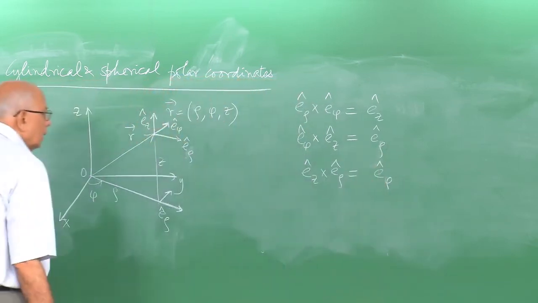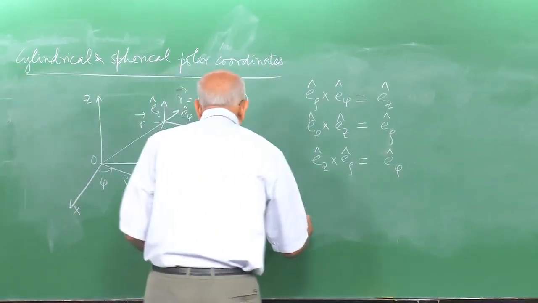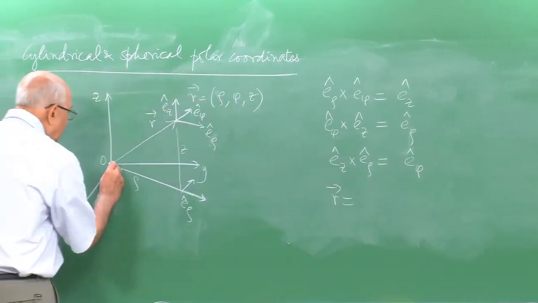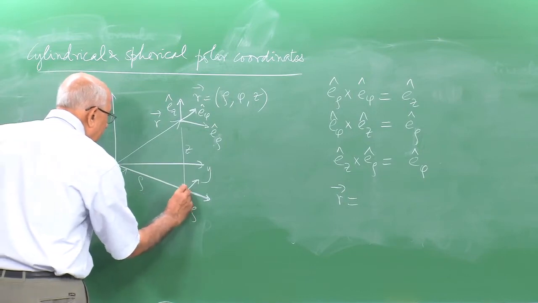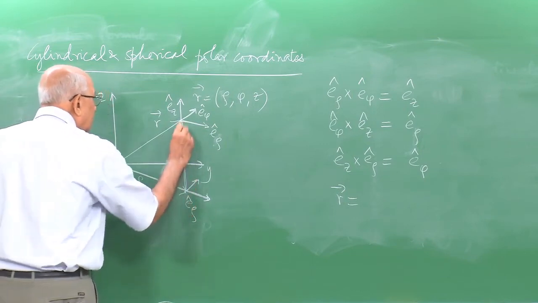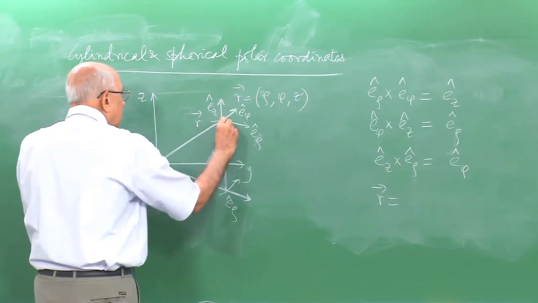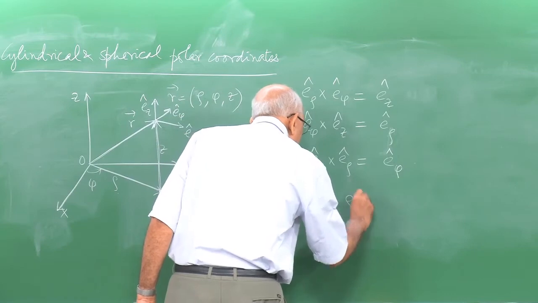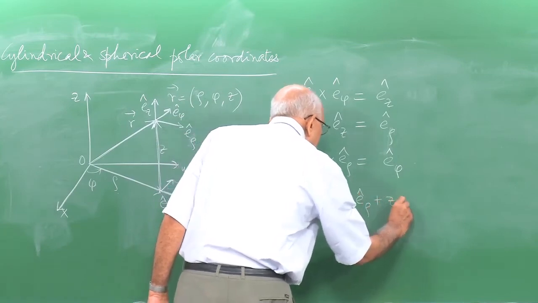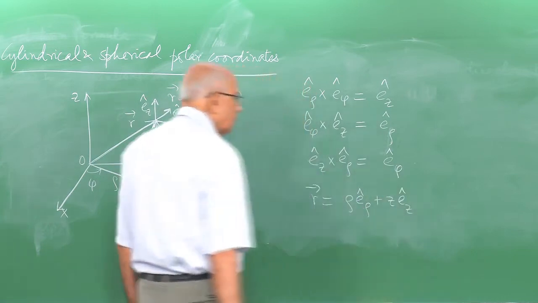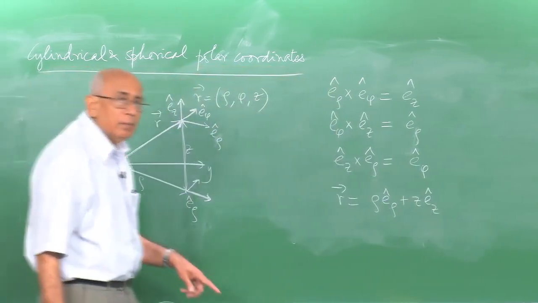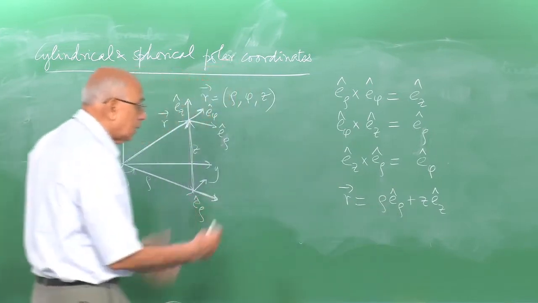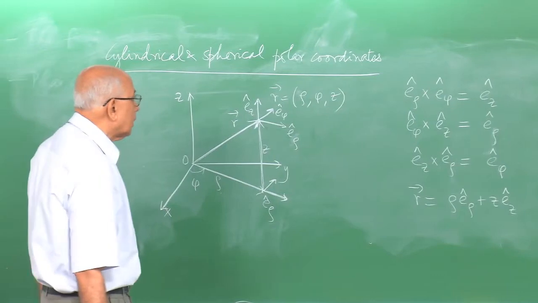Okay. And what's the position vector of any point? R is equal to the sum of these two vectors. This vector plus this vector is equal to this vector here, the r vector, and therefore this is equal to rho times E rho plus z times Ez, in this fashion. And you must remember that E rho is a function of phi. When you write it in terms of Cartesian coordinates, there was a function of phi involved there.